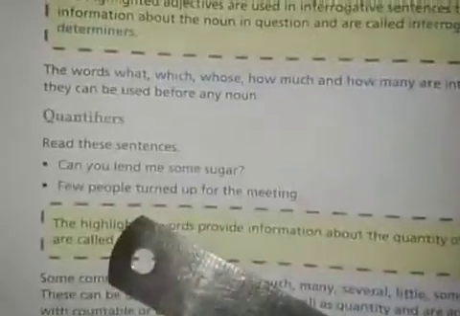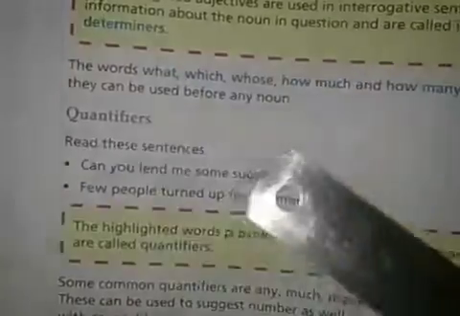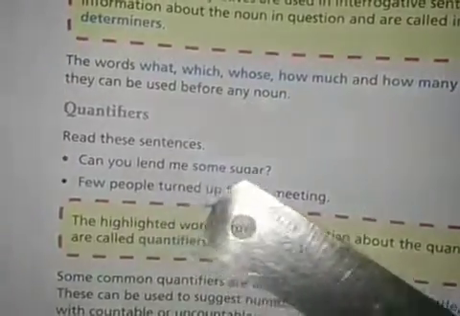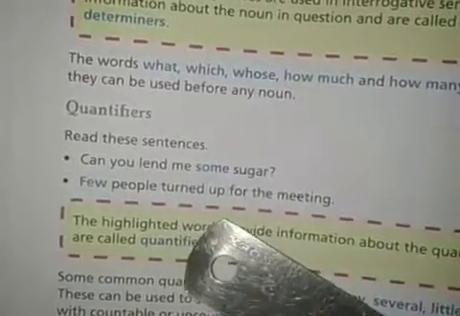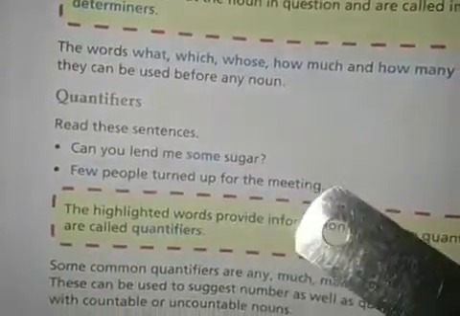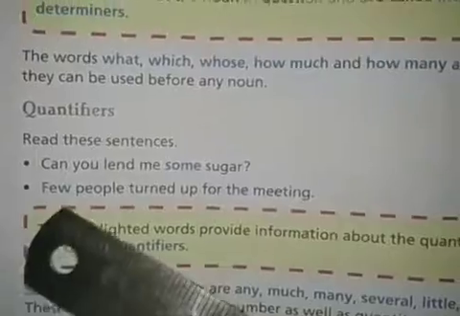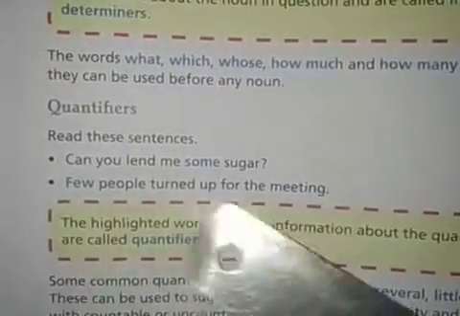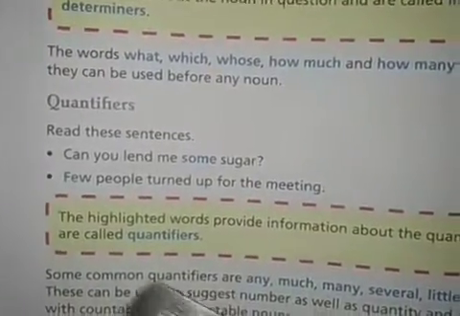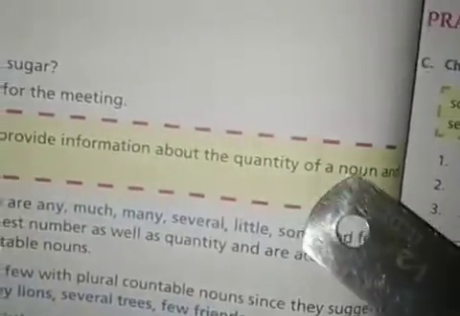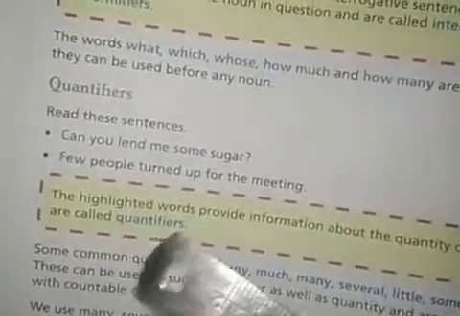Okay, now quantifiers. Read these sentences. Can you lend me some sugar? Few people turned up for the meeting. Now, can you understand that some and few are talking about some quantity or amount, right? The highlighted words provide information about the quantity of a noun, and are called quantifiers.